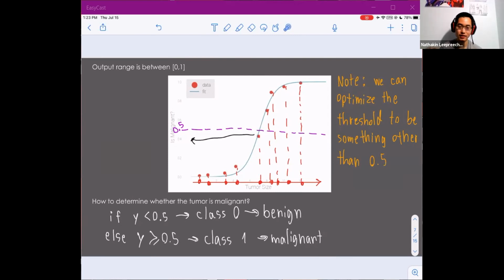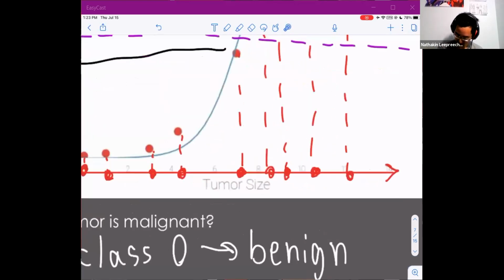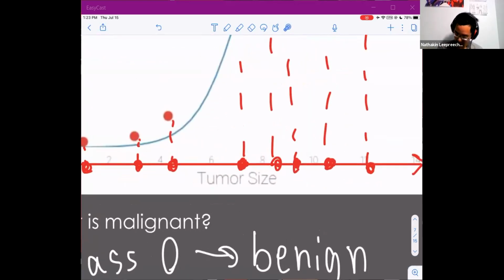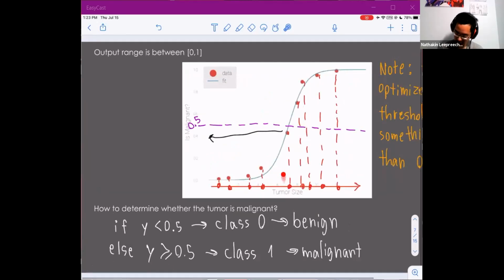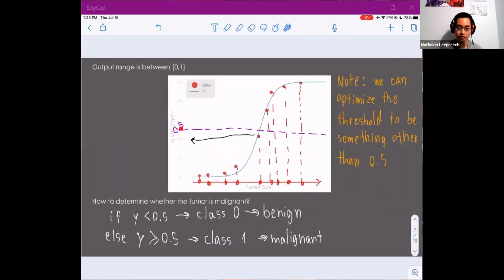Sometimes it's not always going to be 0.5. Sometimes you might believe that setting it to 0.2 is good enough. If your tumor is at a scale of, say, 6 to 8, like 7, you classify it as a malignant tumor so that you can save the patient as soon as possible. You can lower the threshold from 0.5 to somewhere else.